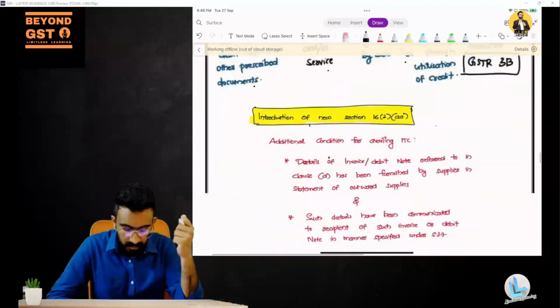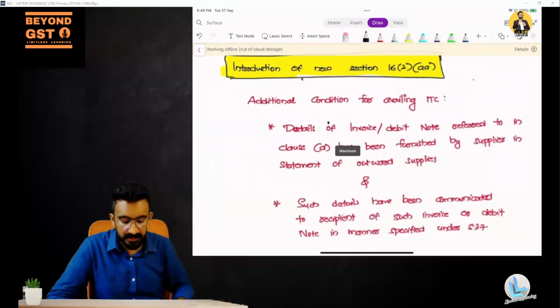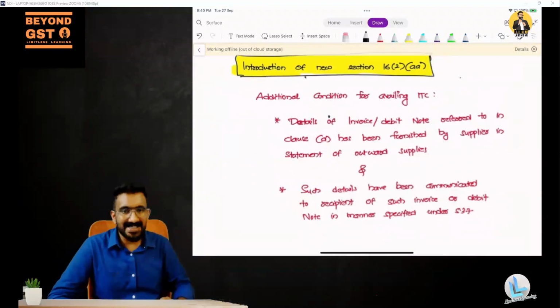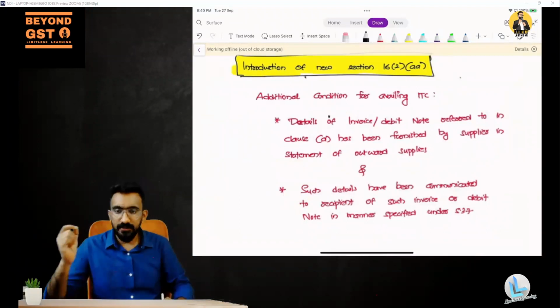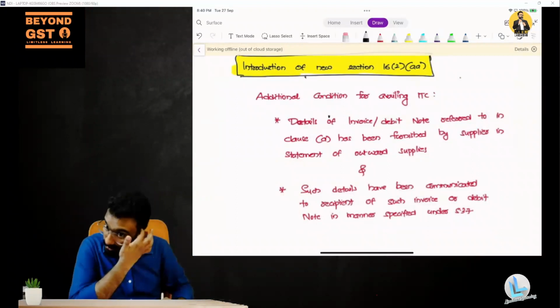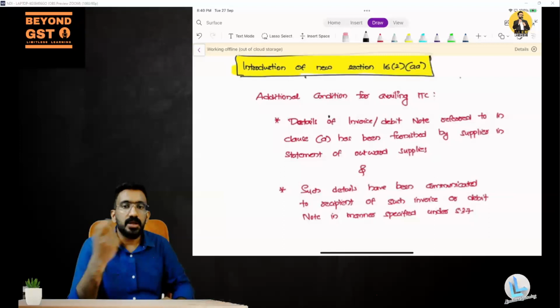Now, the most important condition would be the new condition. What is it? There is a new section that is introduced, which is an amendment called Section 16 subsection 2 clause AA. Mark this as very important for your exam, especially for the November exam, because there's a very, very high chance that this will be repeated. There could be some question that they'll frame to test you with this particular concept. Okay. Now let's look at this.